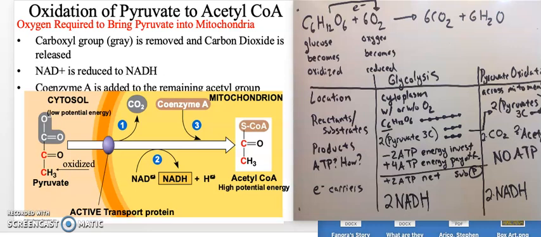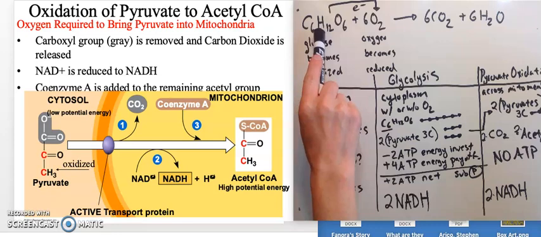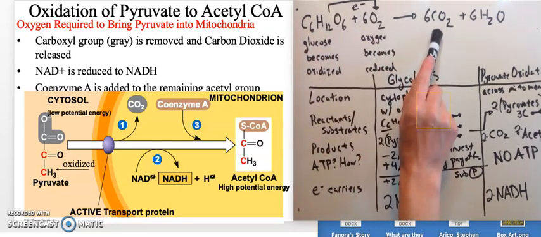So again, the function of pyruvate oxidation is to bring pyruvate into the mitochondria. So it's happening across the mitochondrial membrane, okay? And it also starts the breakdown of our carbon-containing products. So we start to strip carbons out of our glucose and make carbon dioxide.